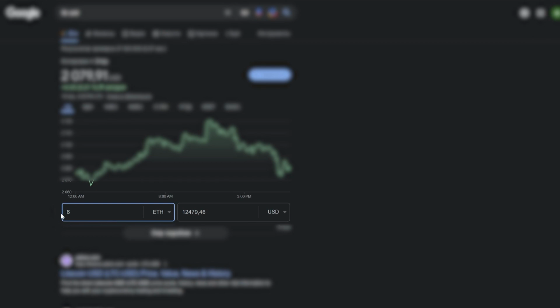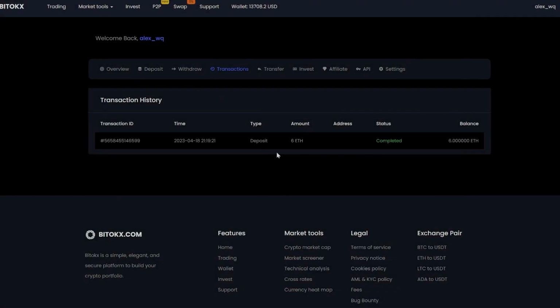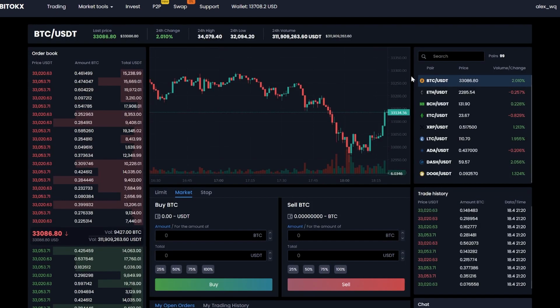Let's see how much it will be in dollars. And remember, a few minutes passed and the money came to the balance. Pay attention, friends. As you can see on our balance sheet, the amount is already more than the one that I showed you before. Now we are moving into trading to sell it all.